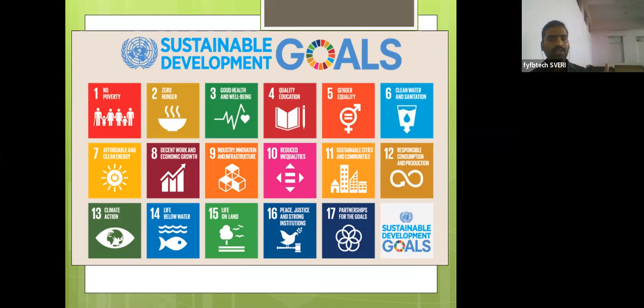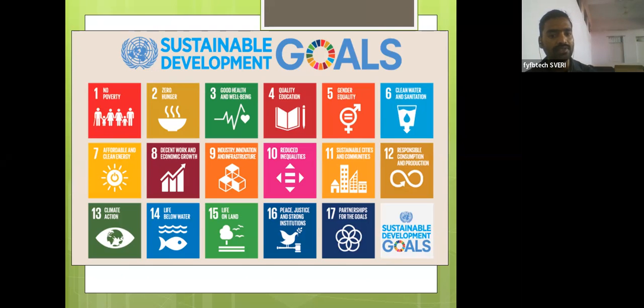Then sustainable cities and communities. Then responsible consumption and production. Then climate action. Then life below water. Life below water means aquatic life. It should not suffer because of water pollution. Whatever pollution human beings create for aquatic life should be minimized. That is called life below water. Then life on land. Life on land means plantation. Because of human activity, the environment is degrading and polluting today. That should be minimized so that life on land is increased.